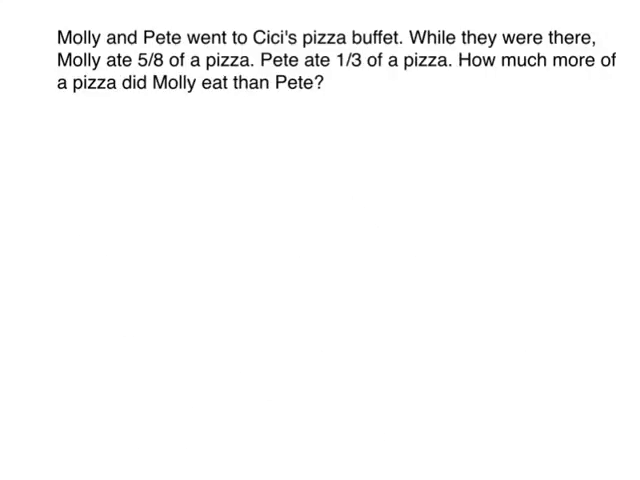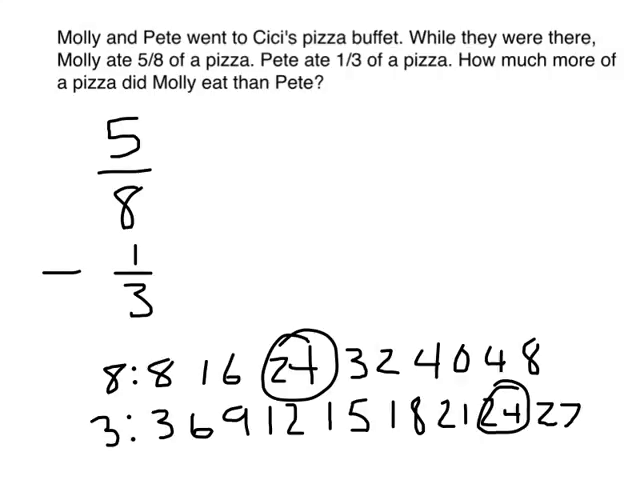Now let's use the same information to answer a different problem. Molly and Pete went to Cece's Pizza Buffet. While they were there, Molly ate 5/8 of a pizza. Pete ate 1/3 of a pizza. How much more of a pizza did Molly eat than Pete? What kind of problem is this? Well, this is a subtraction problem because I'm comparing two quantities. When I'm subtracting fractions, I need to do the same thing I did in the last problem, finding the least common denominator. What's the least common denominator? The least common denominator is 24.